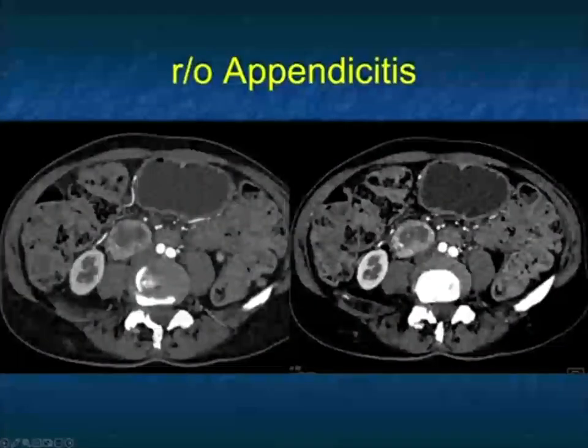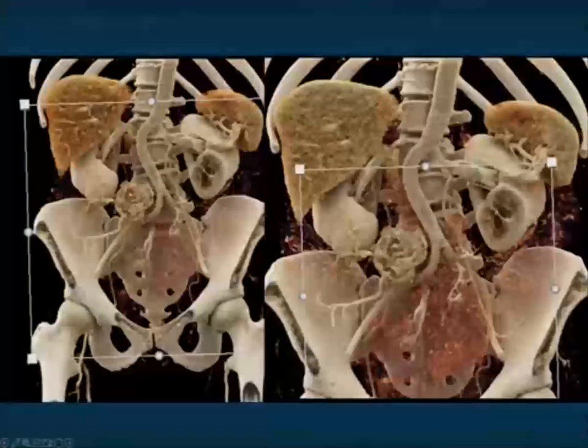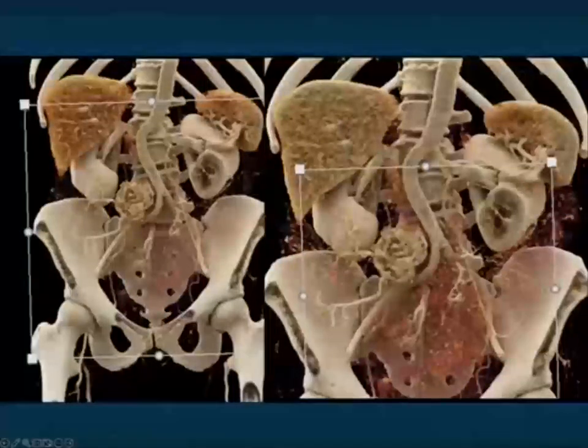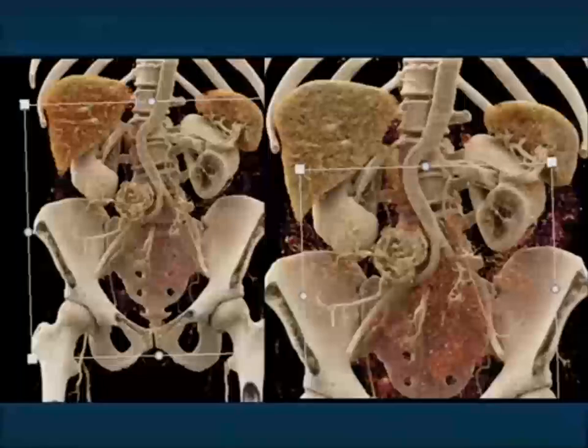It seems separate from everything else, just well defined. You can see it pushing on the aorta or near the aorta. You can see it very nicely in the cinematic rendering as well. Really, really nice example showing you this mass. And what is it? A hypervascular mass.